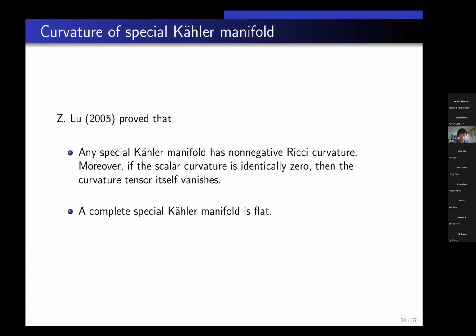And the basic properties that we know are by Professor Lu Ziqing. He proved that any special Kahler manifold has non-negative Ricci curvature, and its scalar curvature is identically 0. And then the curvature tensor also vanishes. Right? It's flat. It just means when scalar curvature is 0, it's flat. And special Kahler manifolds are interesting only in the local case, right? When we consider a complete special Kahler manifold, it must be flat, so it's not interesting. But there are many examples of special Kahler manifolds.